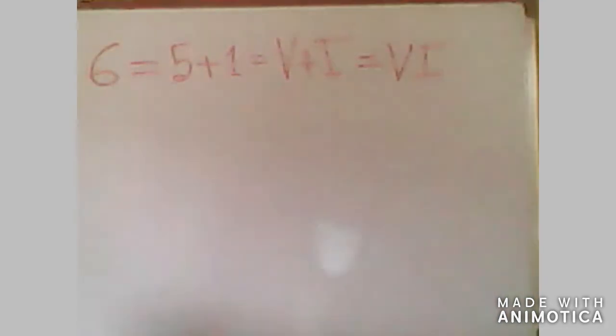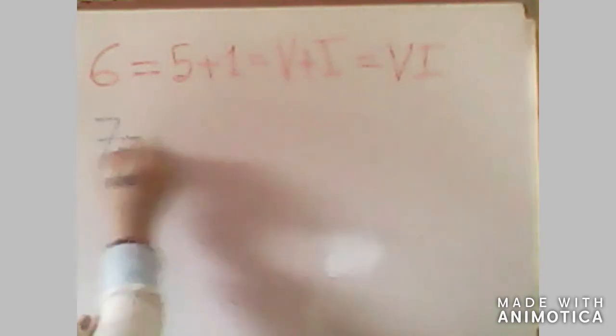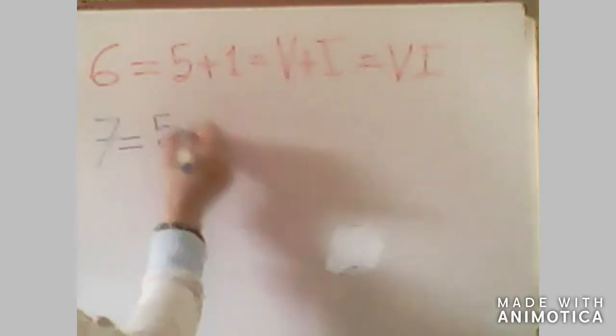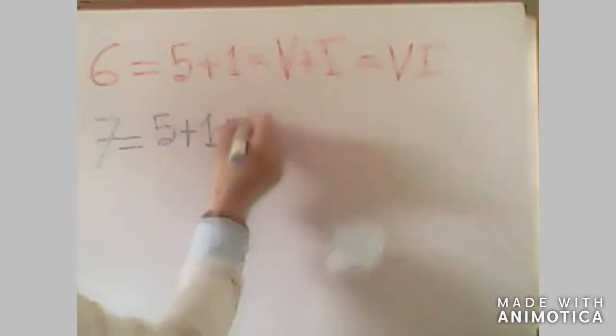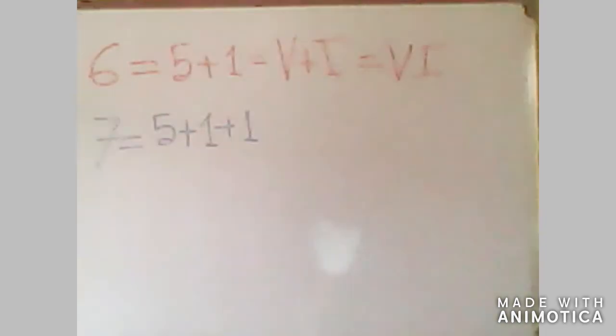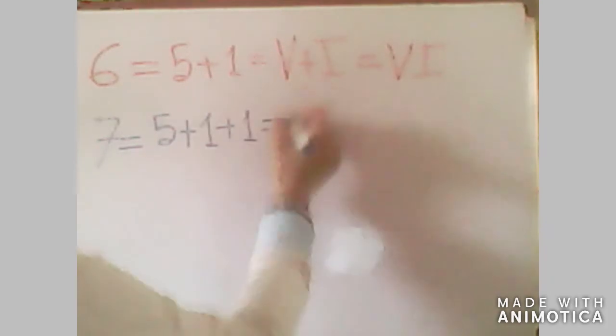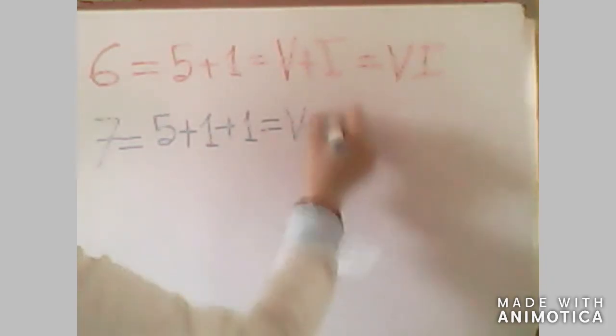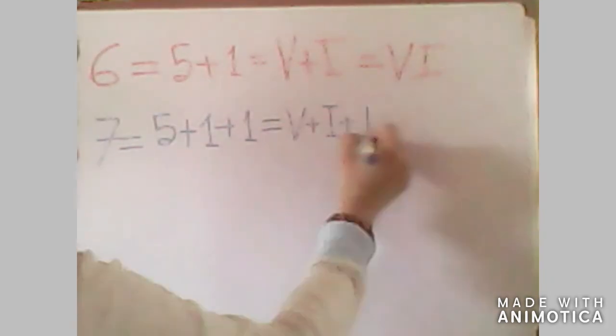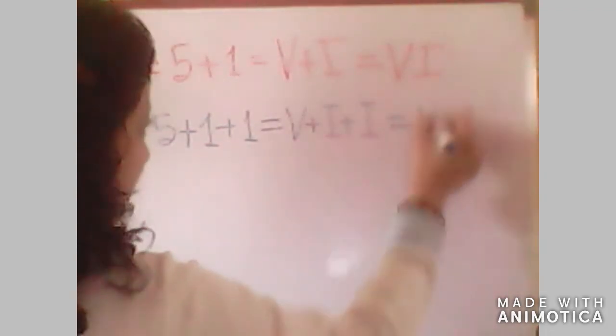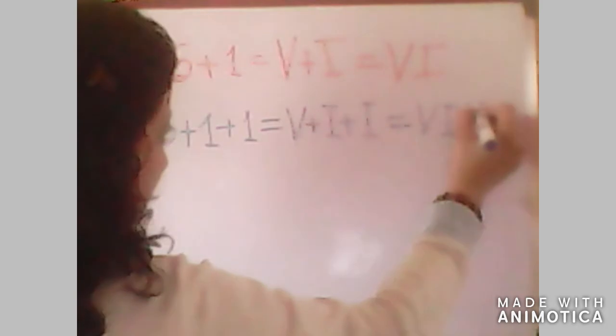Now 7. 7 is 5 plus 1 plus 1, because it also has no own numeral, that's why we are writing it this way. And 5 is equal to V, plus 1 means I. The plus sign we will remove and we will write simply VII.